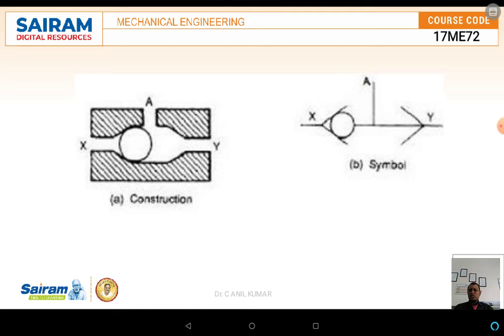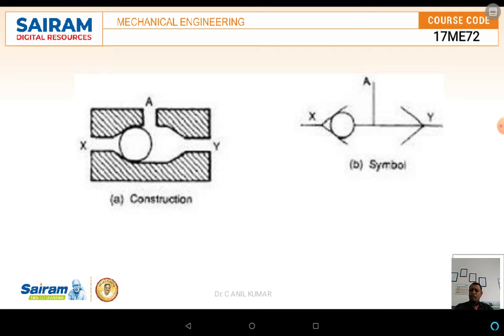The schematic diagram shows a shuttle valve where, if the pressurization is from X to A, the ball will be moved from X to the location Y. If the pressurization is done from Y to A, then the ball shifts from the Y position to the X position. That's why it is called a shuttle valve.